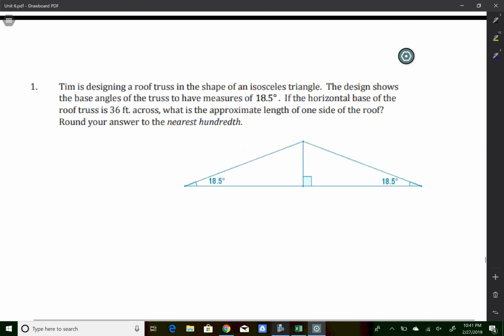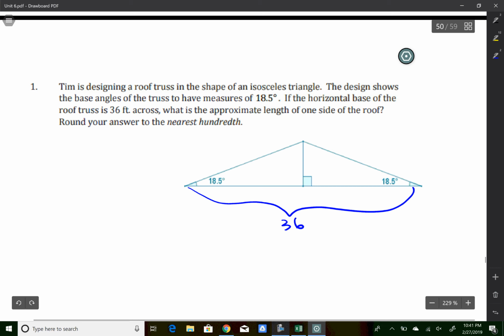Number 2 talks about Tim designing a roof. The roof is in the shape of an isosceles triangle. Each angle at the end of the truss is 18.5 degrees, as shown in my picture. And it says if the horizontal base of the roof truss is 36 feet across, what is the approximate height of the roof? Well, if this whole distance is 36 feet, and it's isosceles, that means each of these smaller distances is 18.